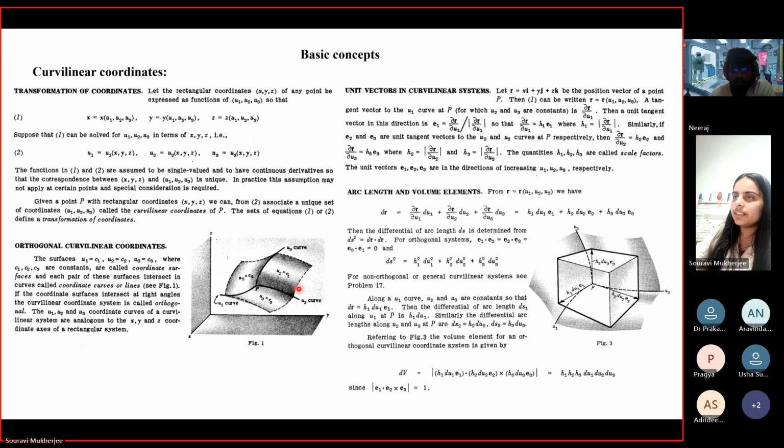Now if we imagine your cylindrical coordinate system, what is the u1 curve, what is the u2 curve, and what is the u3 curve, right? So the u1 curve is, suppose, the radial curve, along which your r is changing, the radial line. Then you have phi cap, along which phi is changing. And then you have z cap. So that's how you can define the three directions, right?